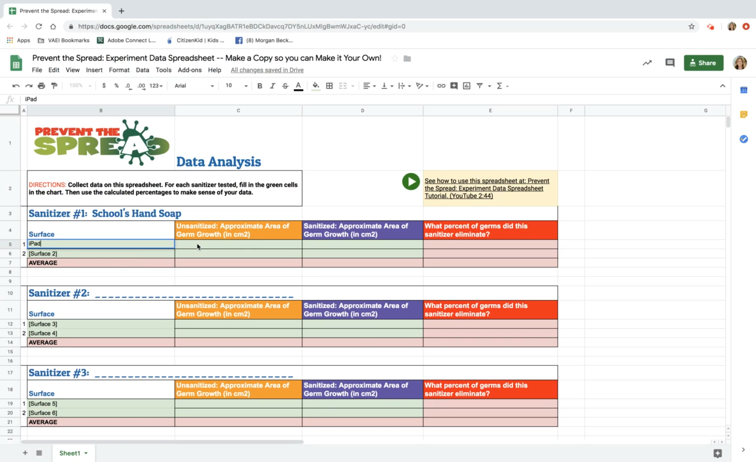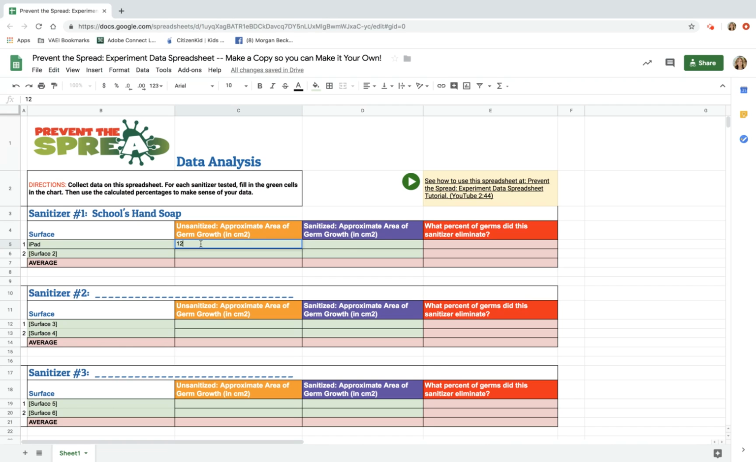In your kit, you were given centimeter grid paper. What you're going to do is take that Petri dish where that unsanitized germ growth occurred on the iPad, and set it on top of the centimeter grid paper. You don't have to open it up or anything like that. You just place it right on top and estimate how many square centimeters of growth occurred before that area was sanitized. So let's just say it was 12 square centimeters. So we're going to put 12 there.